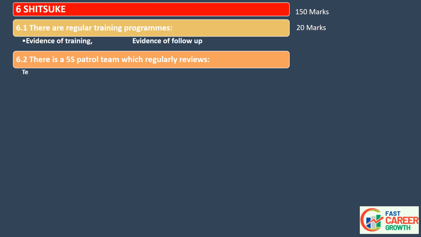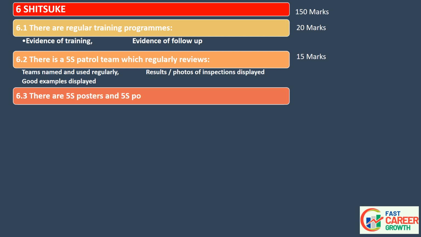Here check teams named and used regularly or not. Check results or photos of inspections displayed or not. Also check good examples displayed or not. Total point is 15. Then check there are 5S posters and 5S point of work reminders displayed or not.